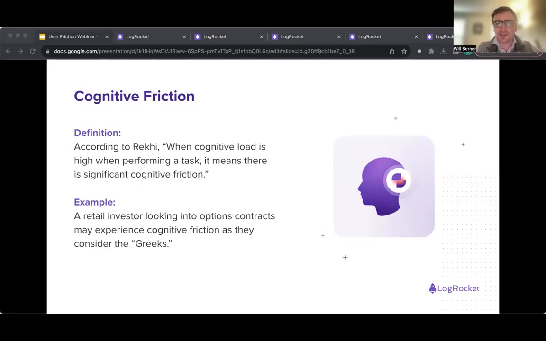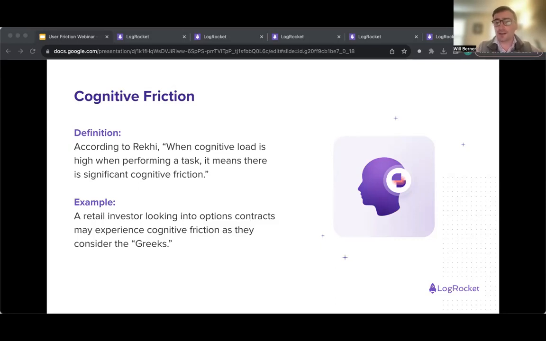So the second flavor is this idea of cognitive friction, which I think is a little bit closer to what people tend to think of. But this is when the cognitive load is high when performing a task. That would mean that there's significant cognitive friction. So I think a good example of this would be any kind of investment-related product. So even if you're using an index fund, a very hands-off investing strategy, there's still a lot of thought that needs to be put into it. And if you're a little bit more spicy and you're investing in options on Robinhood, for example, it gets like 100 times more complicated.